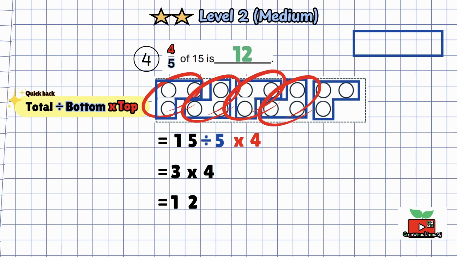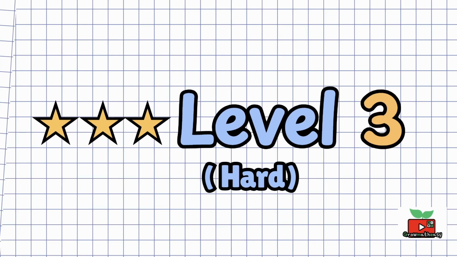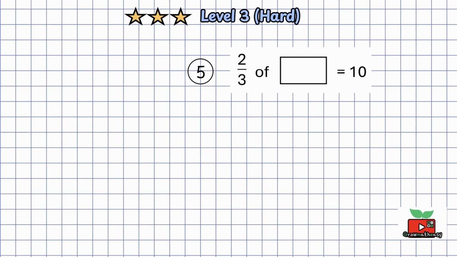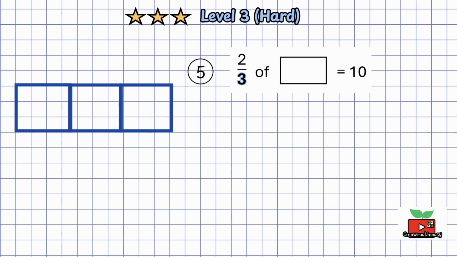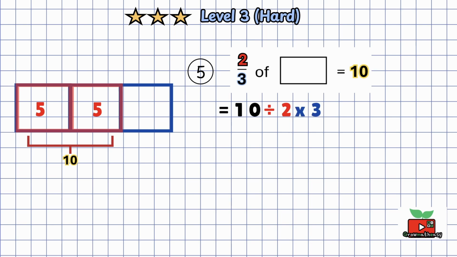Now let's move on to some harder questions. Question 5. 2/3 of how many is 10? Let's figure it out together. First, the denominator is 3, which tells us the total items are divided into 3 equal parts. Next, the top number is 2. That means 2 of these 3 parts add up to 10. To find out how many items are in one part, we divide the 10 by 2. That gives 5 items in each group. Now, there are 3 groups altogether, so 5 times 3 is 15. So 2/3 of 15 is 10.